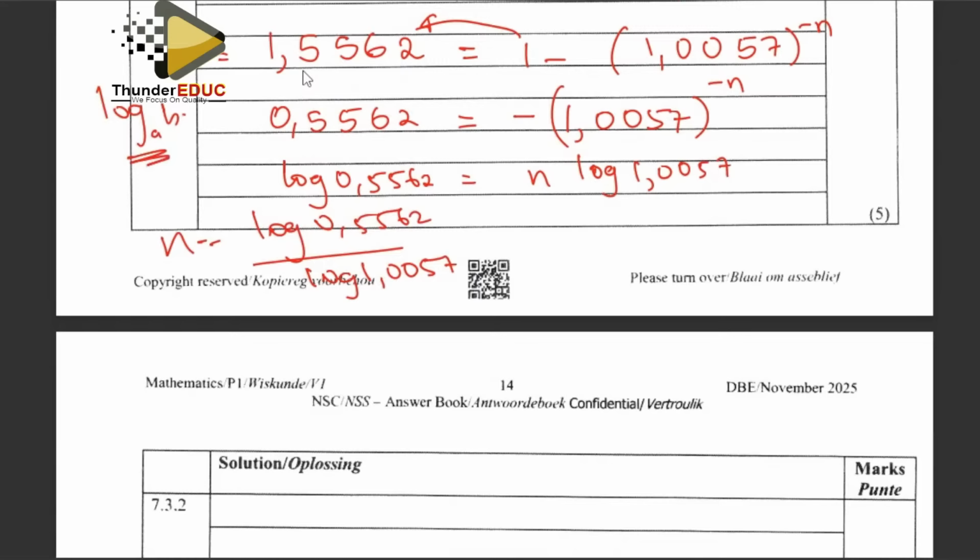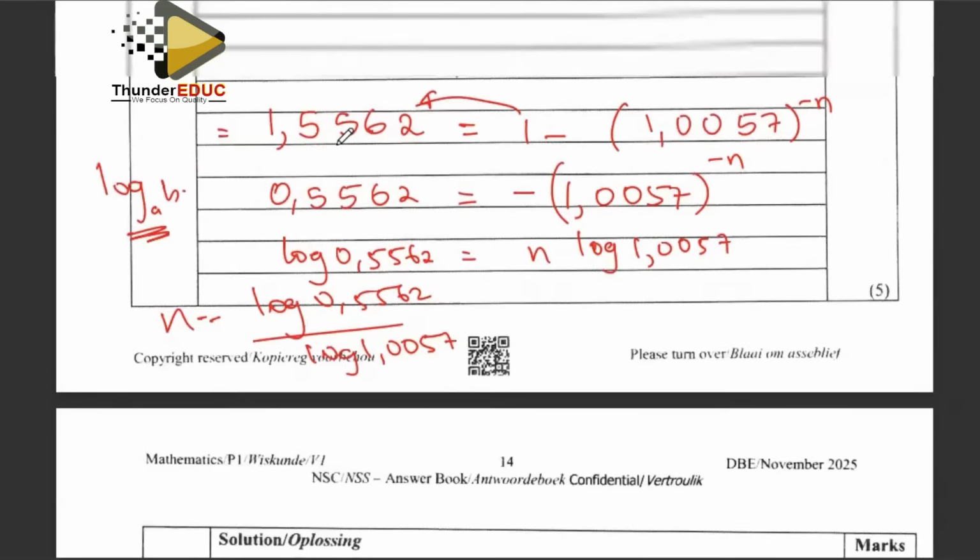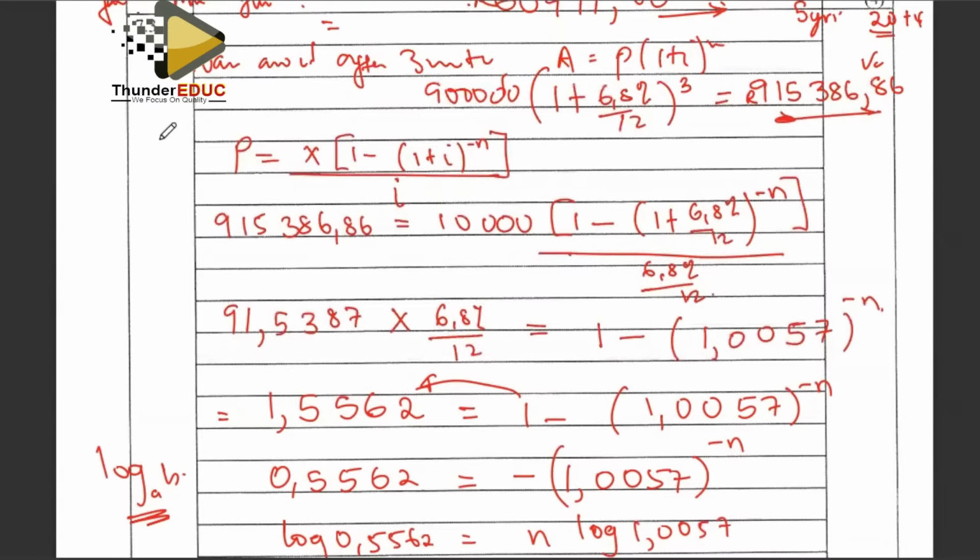So if I use this 0.5562, okay, I'm dividing it by the log of 1.0057. Something seems to be off. I don't know where I got it wrong, but let's see.